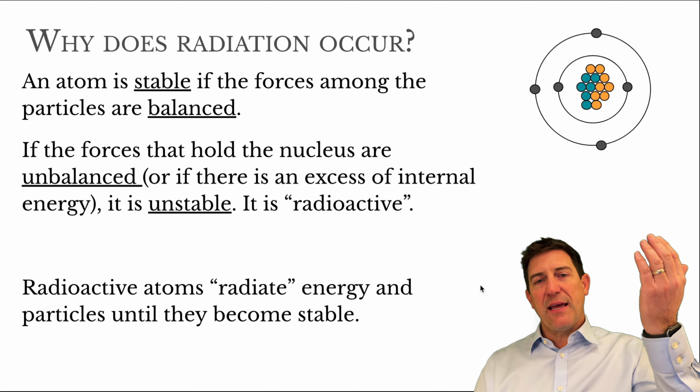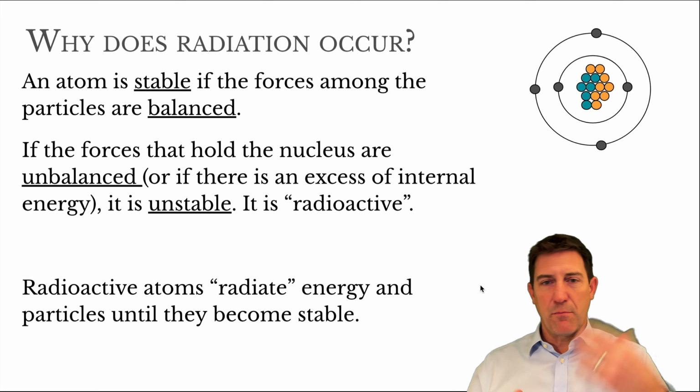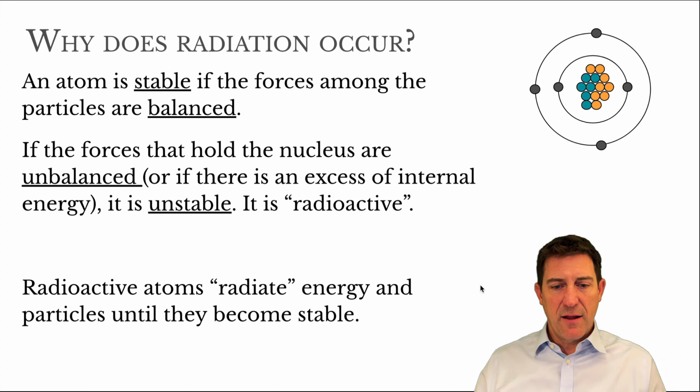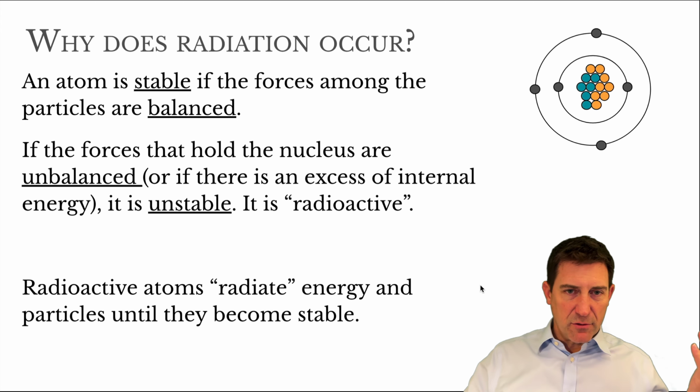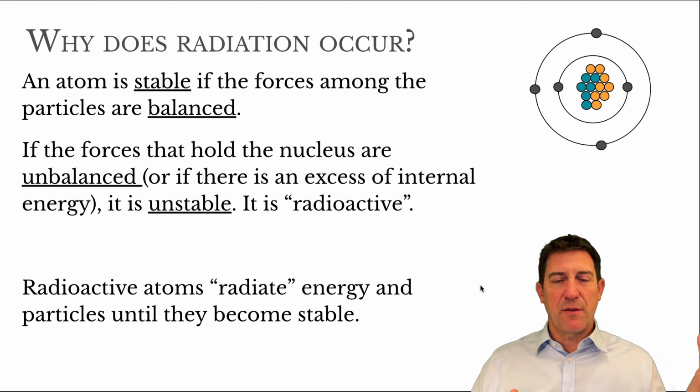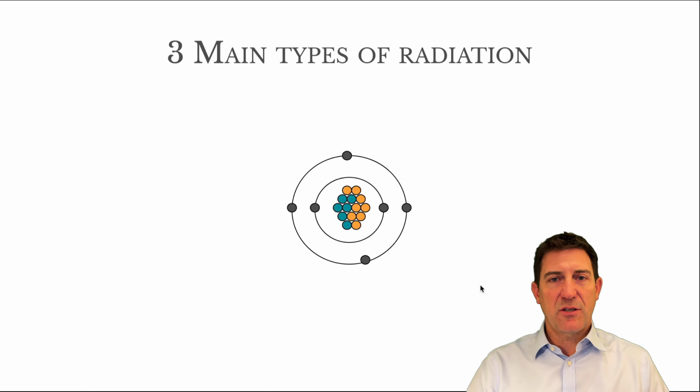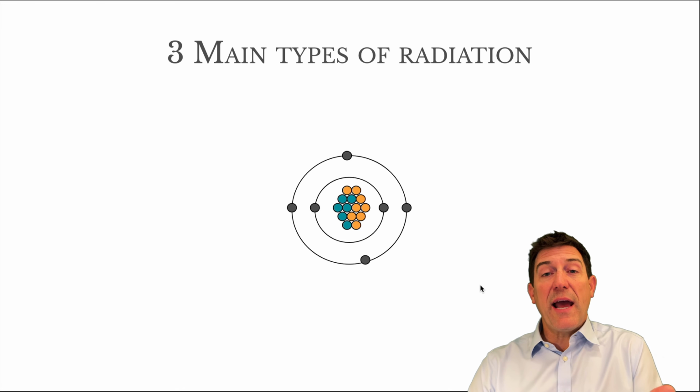This radiating of energy and particles and pieces out of an atom, just like the pieces and particles falling off your square tires to make them more smooth, that's called radiation. It's called radioactive decay. So that's why it happens, but let's get into what it actually is.